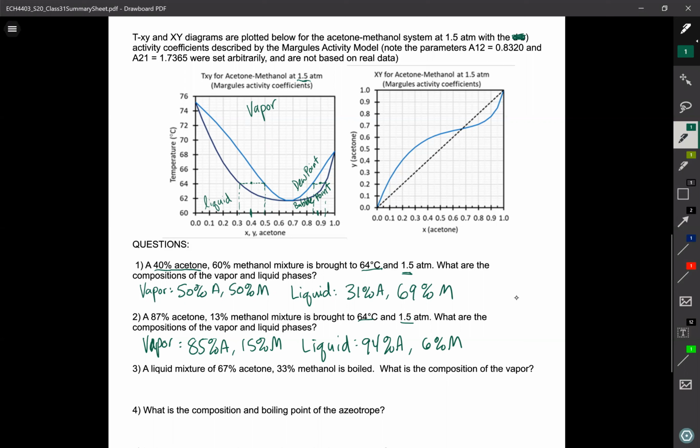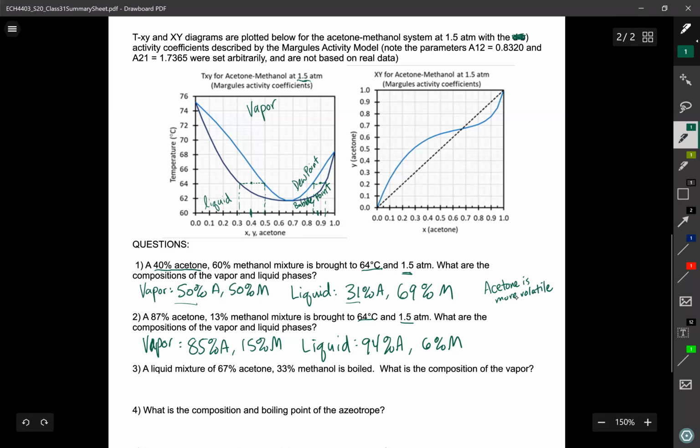I want you to pause the video and see if you could think about what I'm about to say here. And that is that if you ask the question of which one is more volatile, they look like they have flipped. So in other words, in scenario 1, my original mixture is 40% acetone. And after I do the separation, my vapor is 50% acetone and my liquid is 31% acetone. So it means that acetone is enriched in the vapor phase, and that's typically what we assign to the more volatile. So in scenario 1, we might say that acetone is more volatile.